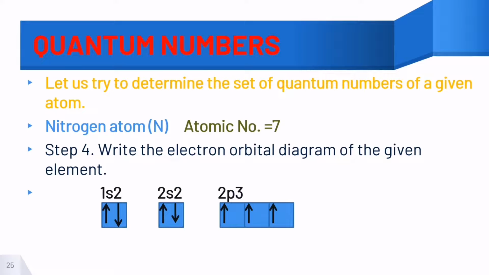Step 4. Write the electron orbital diagram of the given element. So we have here for nitrogen 1s2, a pair of an arrow facing upward and then an arrow facing downward; 2s2, one arrow facing upward and then one arrow facing downward. And for the highest energy level, we have the 2p3, so we have 3 arrows facing upward.